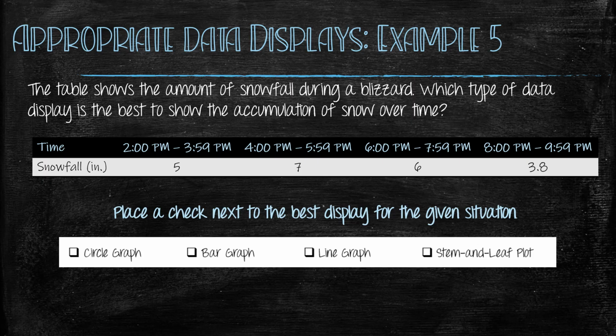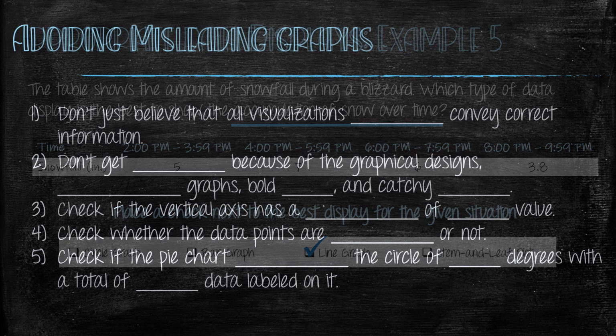Another one, example 5. This table shows the amount of snowfall during a blizzard. Which type of data display is the best to show the accumulation of snow over time? So we're going over time. That would be a line graph.